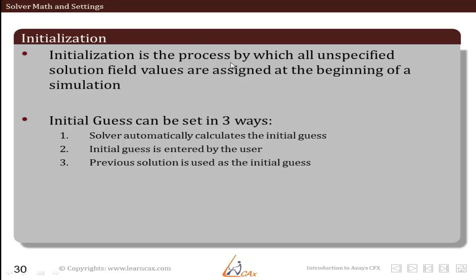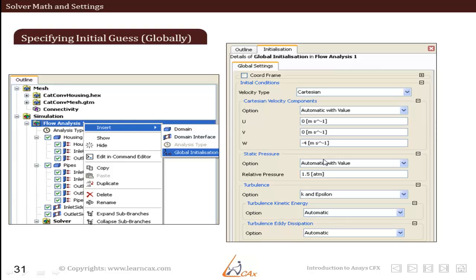Initialization is the process by which all the unspecified solution field values are assigned at the beginning of the simulation. So it is a sort of initial guess, which can be set in three ways. First, the solver automatically calculates the initial guess, where the user has no interference. Second, the initial guess is entered by the user, who decides the values of the field variables to be entered. And the last is that a previous solution is used as an initial guess, where an already obtained result is used as an initial guess for the next simulation.